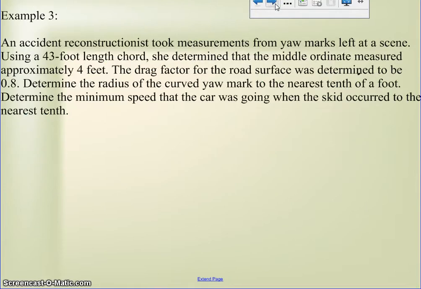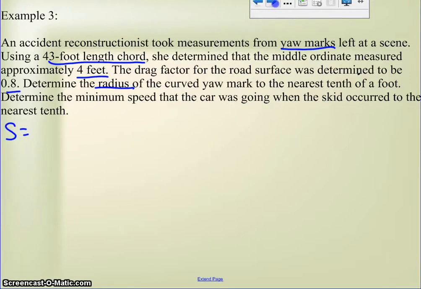All right, example 3. It says an accident reconstructionist took measurements from the yaw marks, that's a little new term, but it was in our vocabulary. Using a 43-foot cord, she determined that the middle ordinate is approximately 4 feet. The drag factor was 0.8. Determine the radius of the curve to the nearest foot, and then how fast the speed was going. So here we have two formulas to deal with.